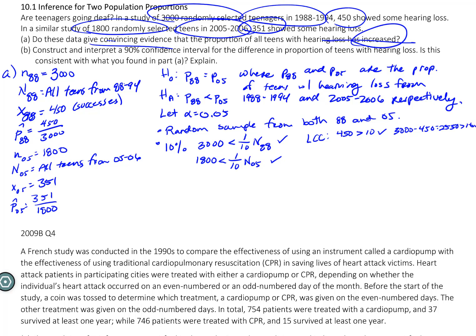Okay, then we have to look at for the other group as well. We say that from the 0506 group, 351, that's greater than 10. And then we have to subtract that from 1,800, and we have to say that that's greater than 10. So all of our conditions are satisfied. Boom, done, perfect. Now we can go ahead and look at the test that we want to do. So let's go to a calculator and see how we can figure that out.